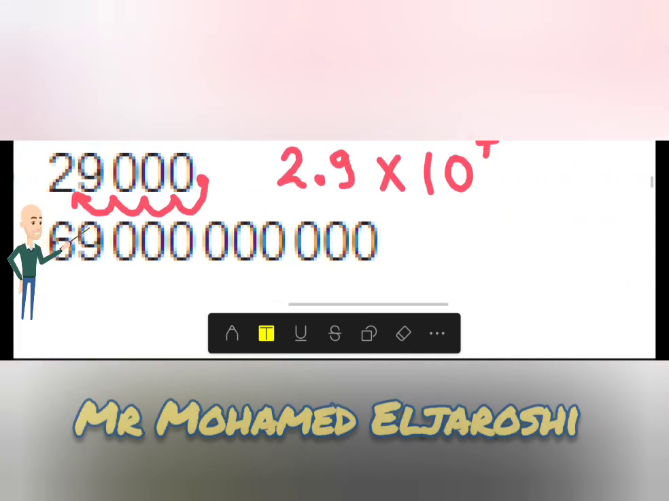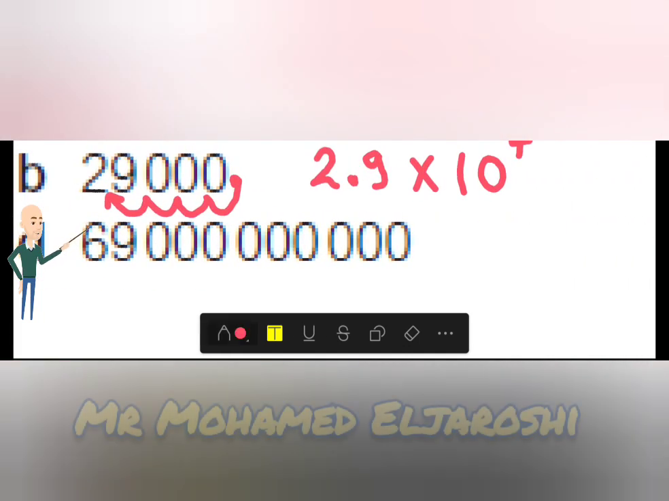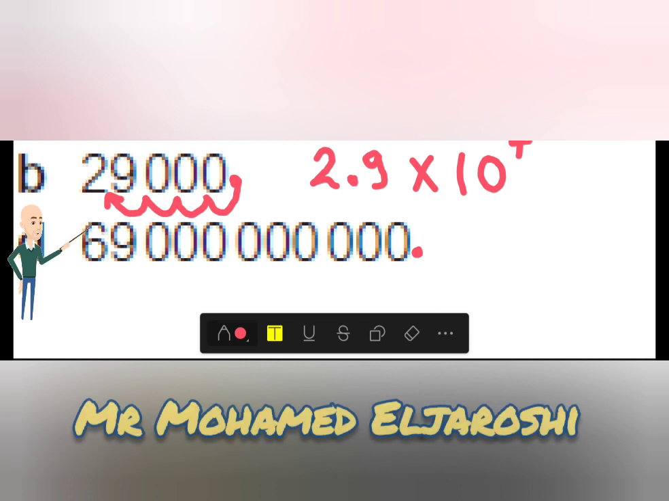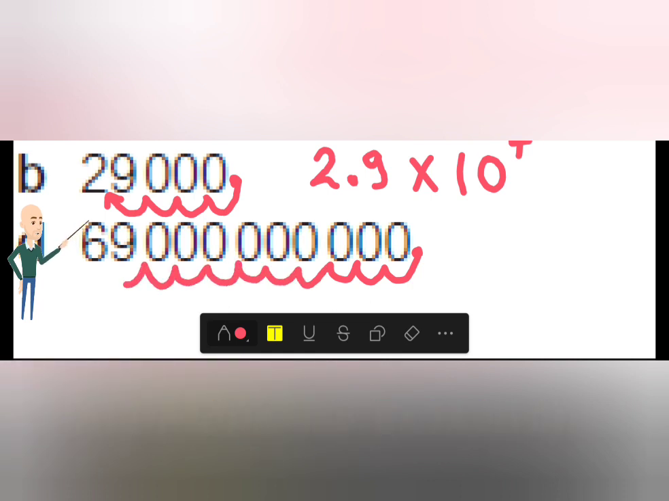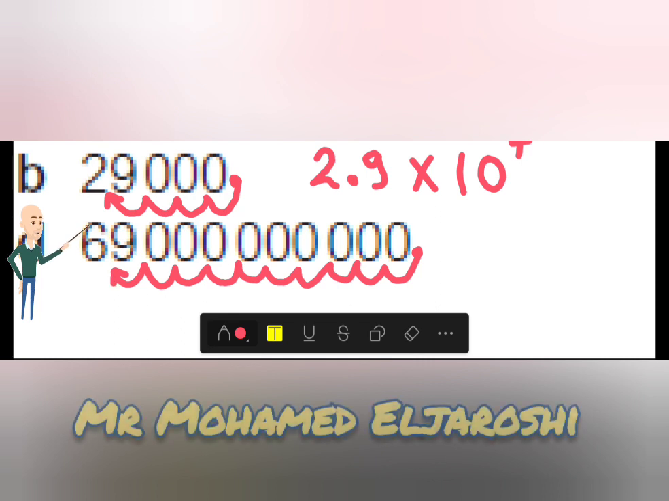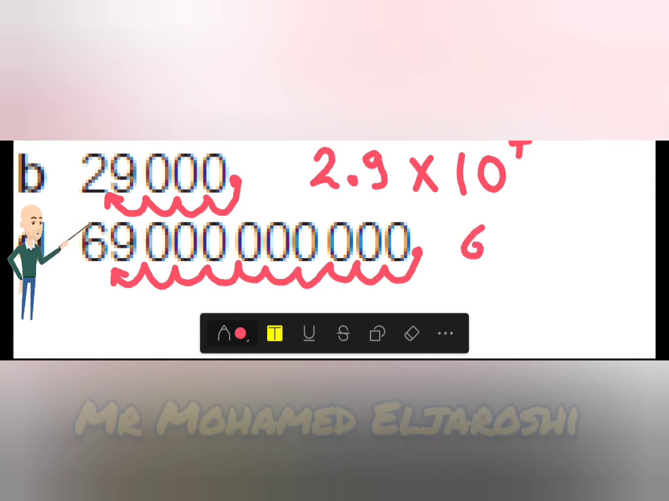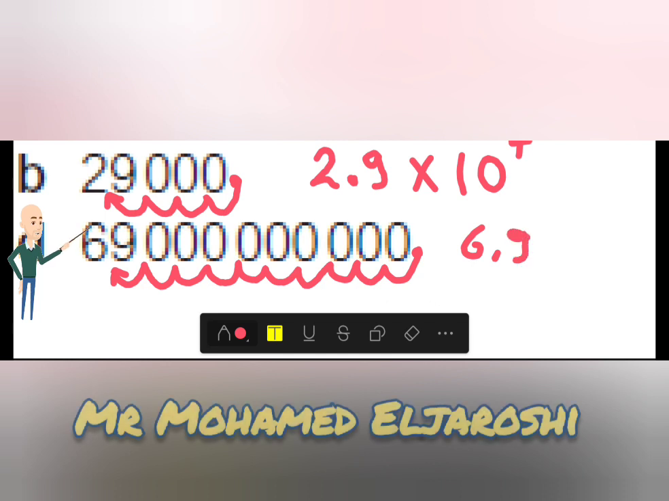Now let's check D. Same idea. No decimal point, it means it's here. Now let's move it to make this number between 1 and 10. 1, 2, 3, 4, 5, 6, 7, 8, 9, 10. So I moved it 10 times and I write 6.9 multiplied by 10 power of 10. I hope you understood the idea. It's very easy once you understand the movement of the decimal point. Now let's move on to the next question.